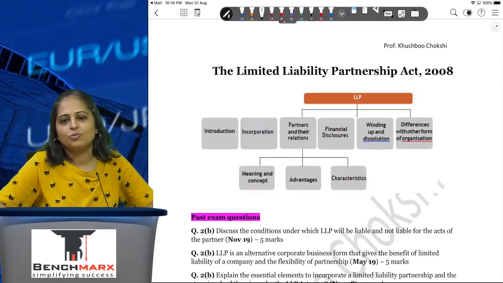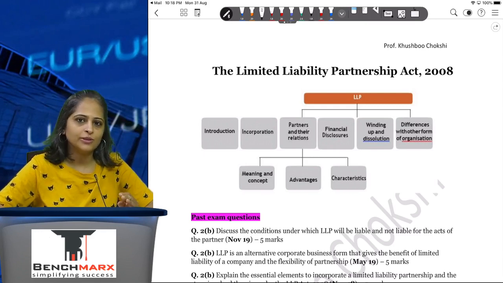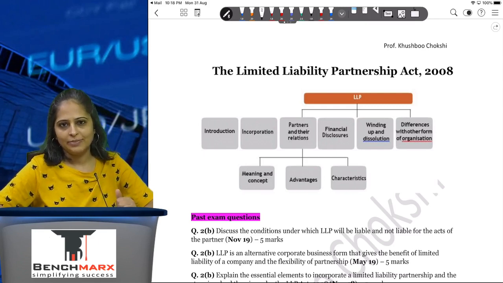Hi everyone, this is Khushboo Chokshi and today I'll be doing a quick revision video of the LLP Act, which is applicable for your CA Foundation examination and which comes for a total of 5 marks in your papers, and that too it's an optional question that has been asked.